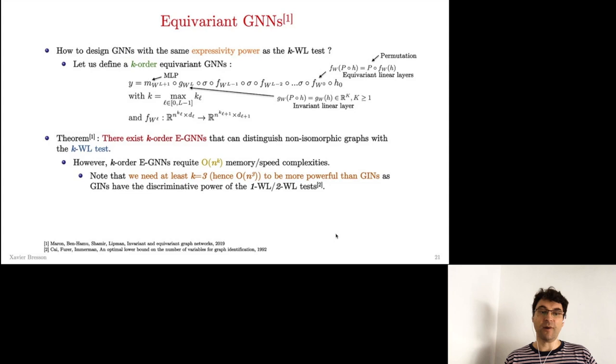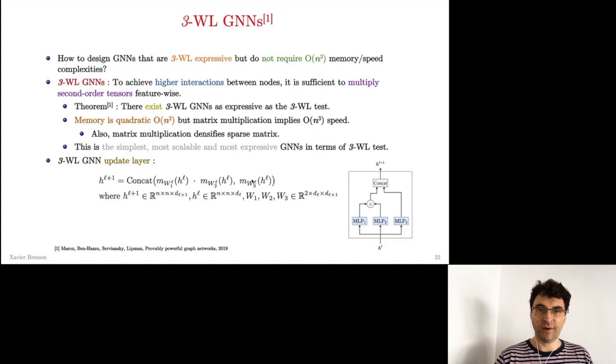So this is great. However, it's not practical because a k-order equivariant GNN requires tensors of order k. And the thing is, if you want to beat the GNN with respect to the discriminative power, which is 2WL, then you need at least k equal to 3. So it means that you need a cubic complexity. So this is quite a lot. So the question was how to design GNNs that are 3WL expressive but do not require n cubed memory complexity.